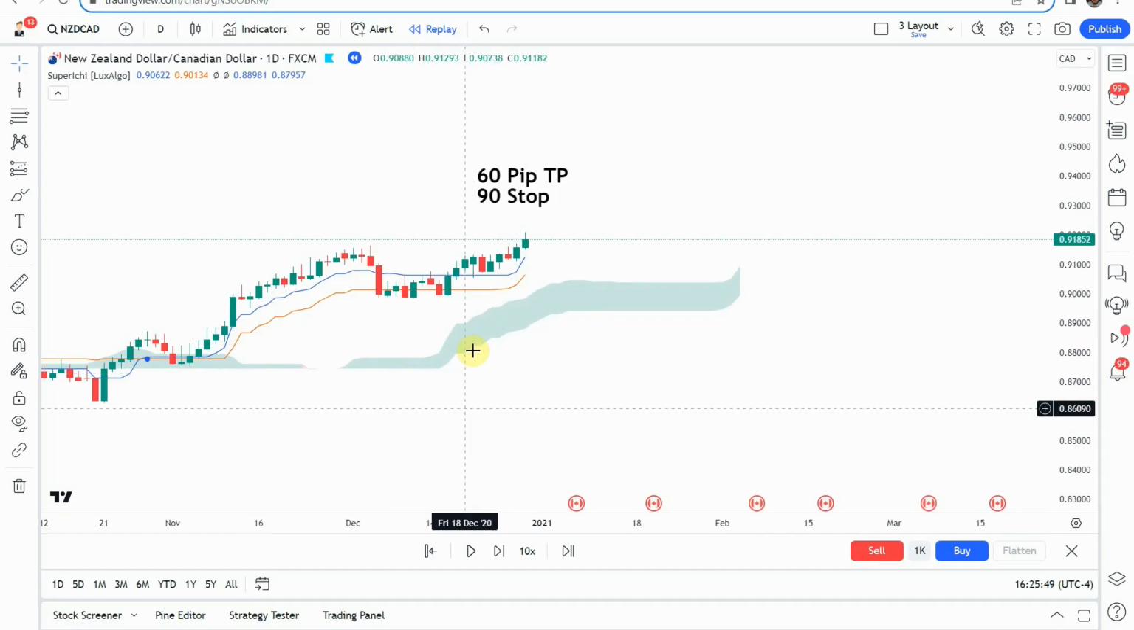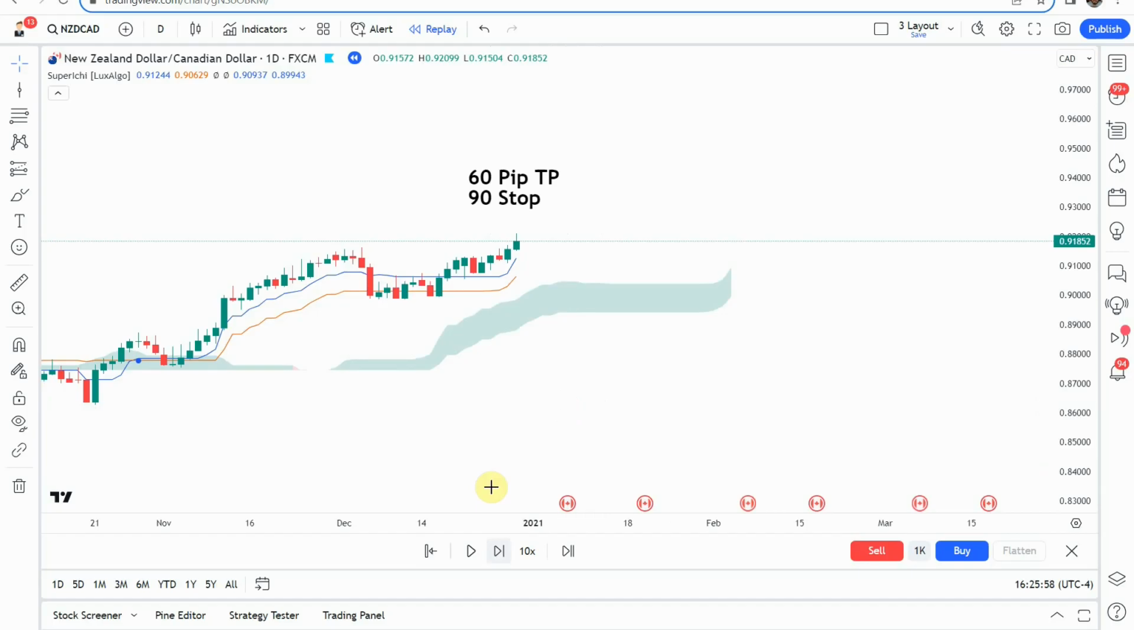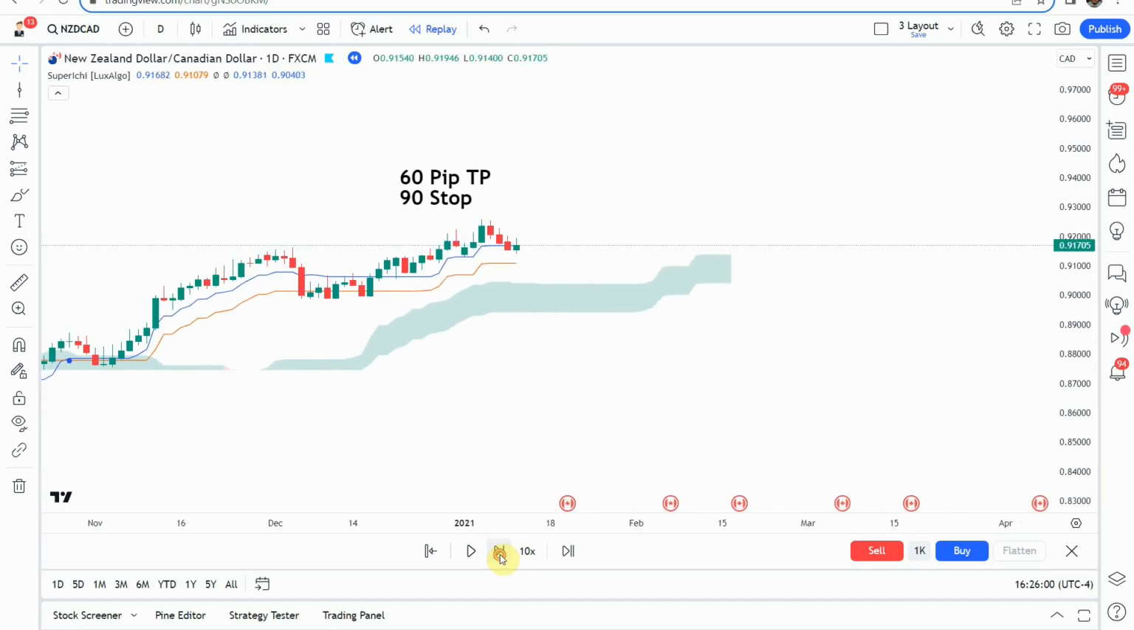We'd be looking for the red cloud and then a pull back into the lines, and then a sign of continuation to the downside. That's how we're going to test it in this video. Let's go ahead and get on with the testing, see what we can get out of it.